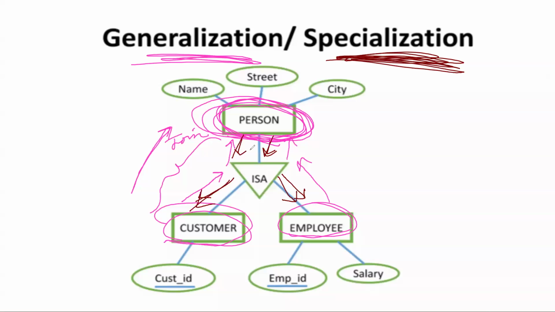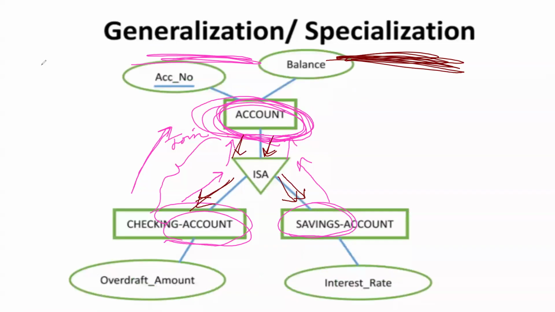Generalization is the bottom up approach. Specialization is the top down approach. Generalization means we will join it to a higher level entity. Specialization means we will divide it into lower level entities. So let's see one more example for the same.